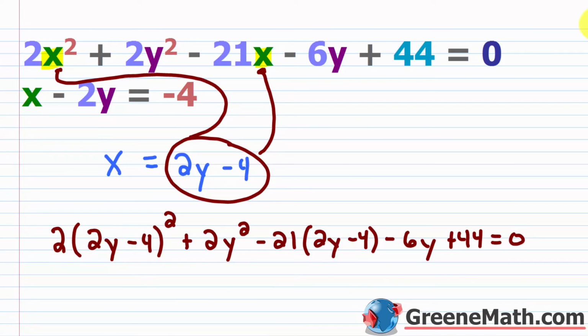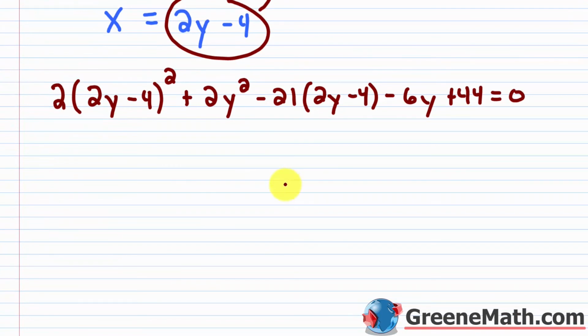All right, so once we have it set up, it's very straightforward. You just have to do a lot of simplifying, which can take some time. This part right here, we know how to expand this. Again, this is squared. So I would square the first term.